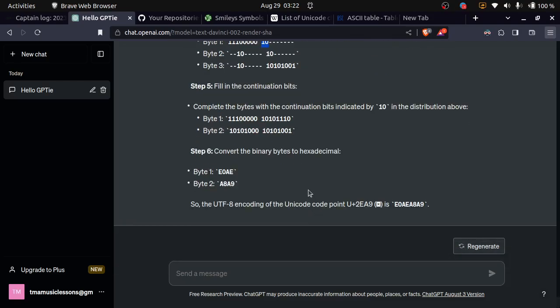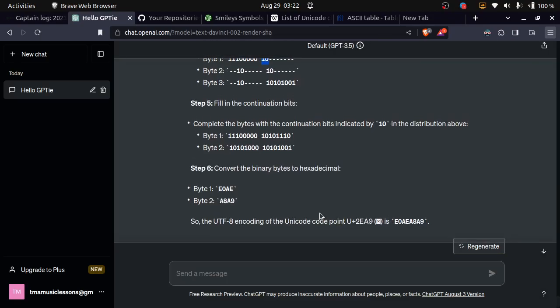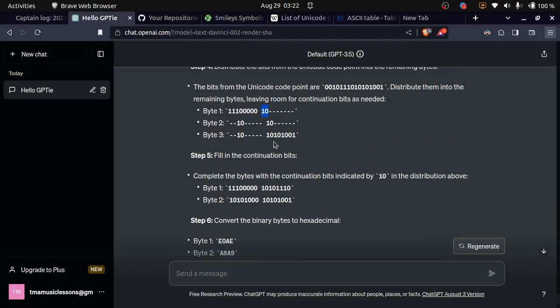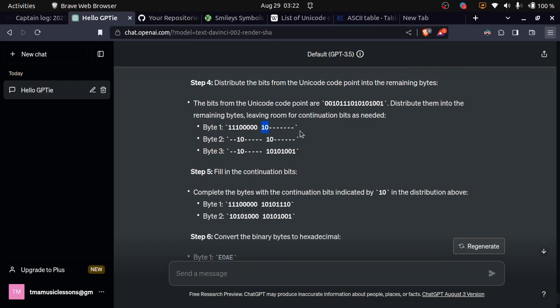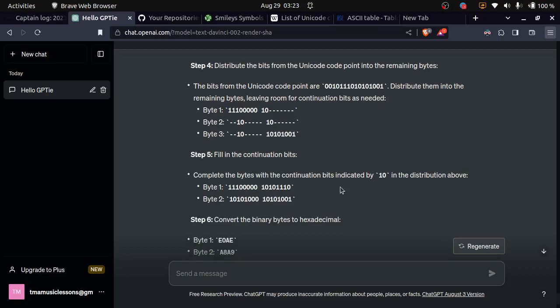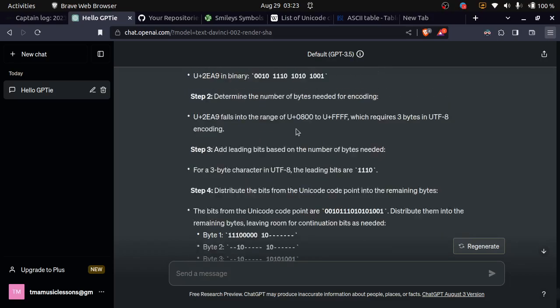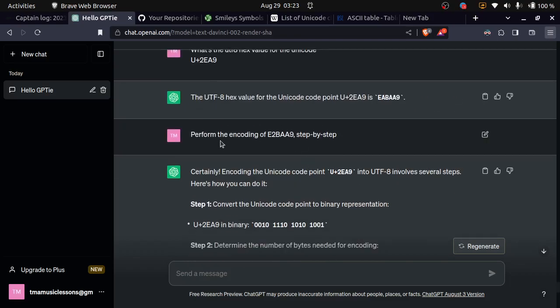This guy I don't understand. So what did he say we were wrong about before? He added the continuation byte again, instead of removing it. It will show you the full thing. Leaving room for the continuation bit as needed. I refuse to be confused. We asked it to perform the encoding of this step by step.